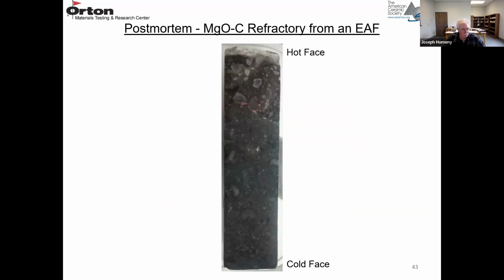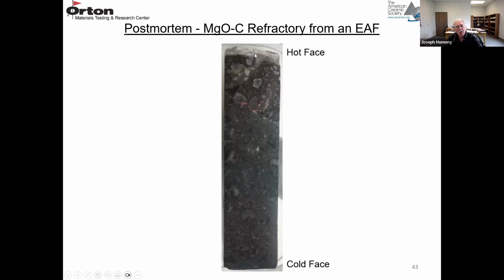So the last thing I have here is a postmortem study. And this is an MgO carbon refractory brick that came out of an electric arc furnace. This is the actual cross section of the brick that we cut. You can see some of the coarser grains in the brick. This is the hot face, and this is the cold face.